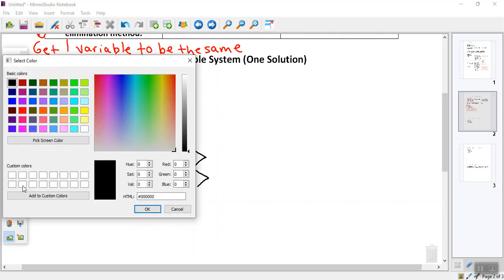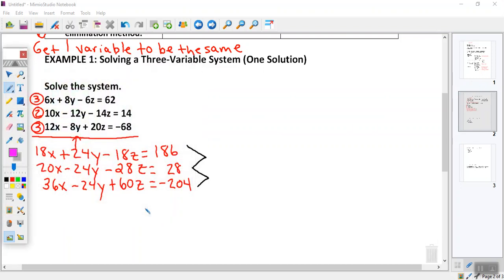I'm going to pick some pretty colors today. How about that? You like that? Right. Yeah, football.